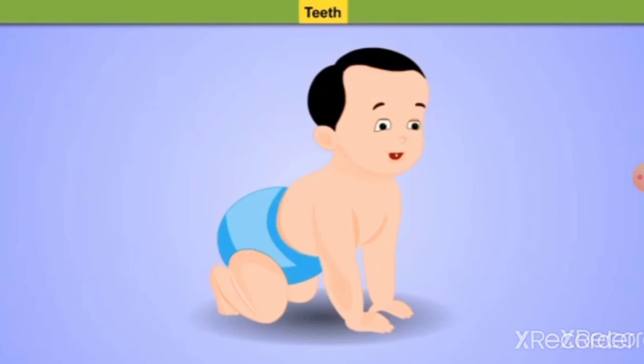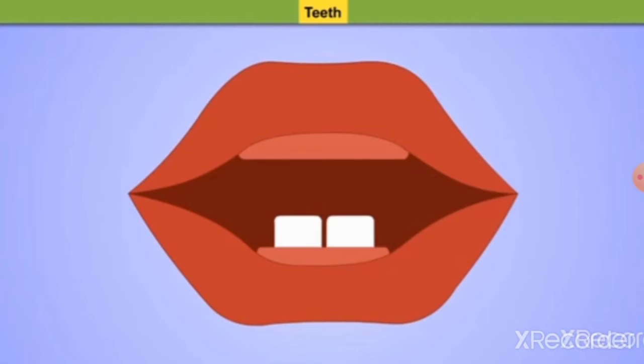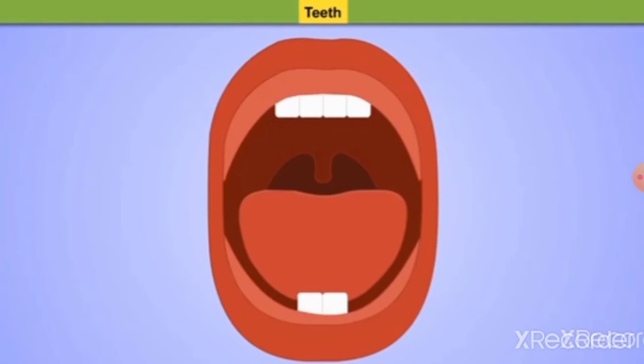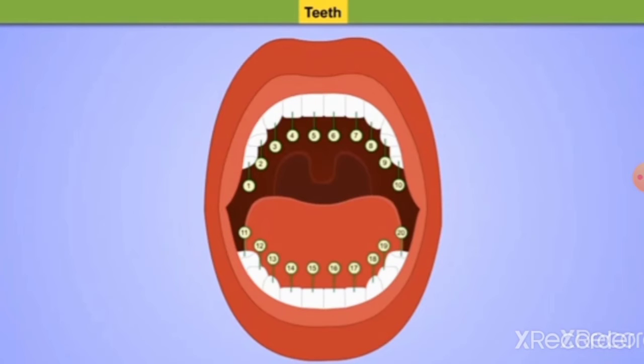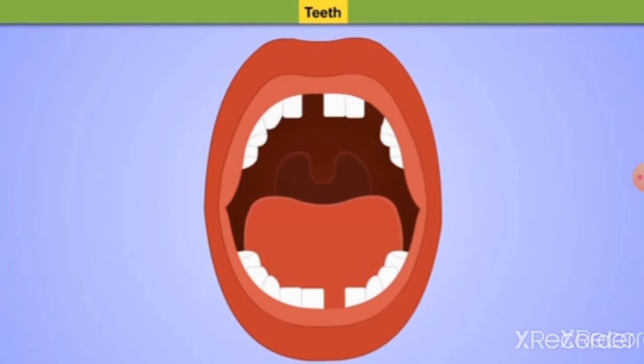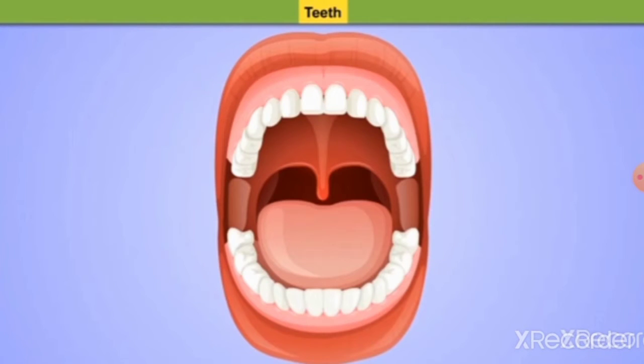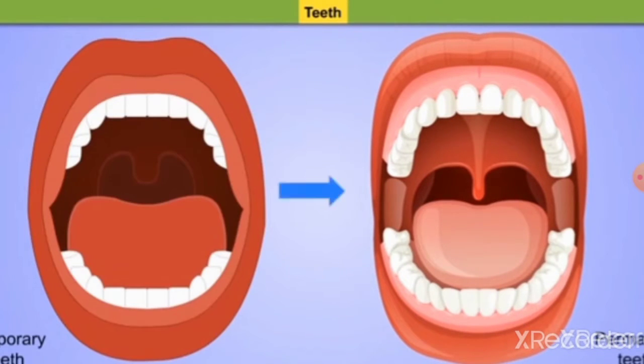Human beings have no teeth at the time of birth. The first set of teeth start appearing by the age of 3 years. These are called temporary teeth or milk teeth. They are 20 in number. By the age of 6 years, they start falling off and a new set of teeth begins to grow in their place. By the age of 12 to 13 years, permanent teeth completely replace the temporary set of teeth.